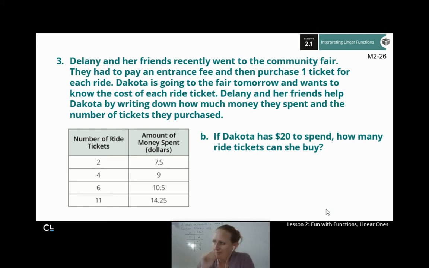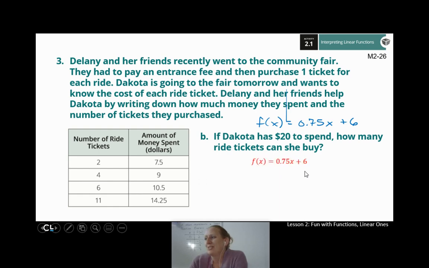So I maybe worked this a little differently than you did. You probably took your $20, subtracted 6, divided by 75 cents, and figured out how many tickets you could buy, right? I did this a little bit differently. I actually wrote a function. I was like, okay, well, f of x is the cost, the amount of dollars spent. I know that it's going to be 75 cents per ticket. And I know even if she bought no tickets at all, it's still going to cost her $6 just to get into the fair.